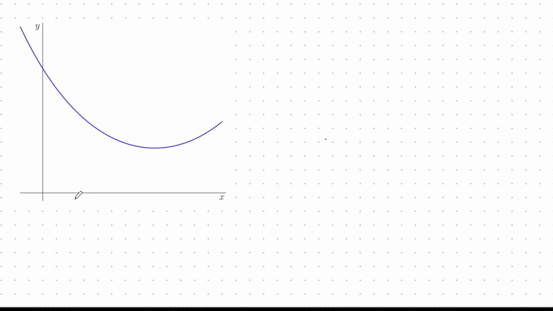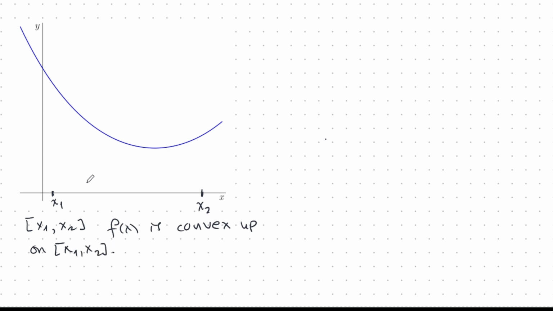So here I have an example of a convex function, and we are going to say that it's convex in, say, the interval x1 to x2. So here is x1, suppose, and here is x2. So f of x is convex, and I will call this convex up or convex upwards, on this interval x1, x2, if the following property holds.